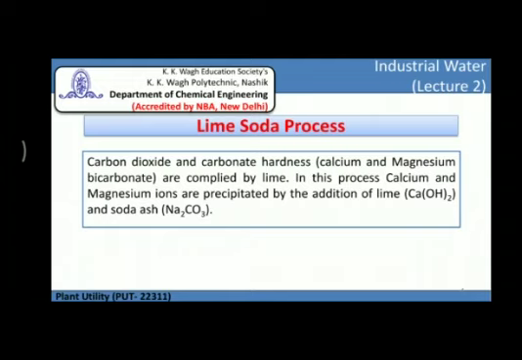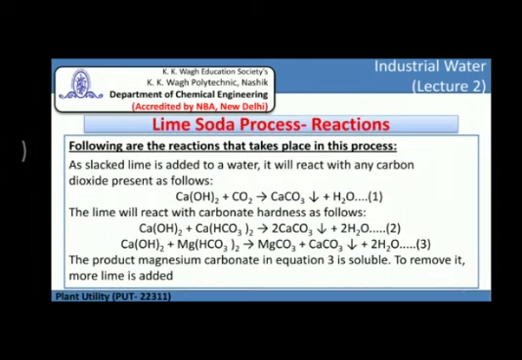In this process, calcium and magnesium ions are precipitated by the addition of lime, that is calcium hydroxide, and soda ash, that is sodium carbonate. Now we will see the reactions which occur inside the lime soda process. As slaked lime is added to water, it will react with any carbon dioxide present as follows.